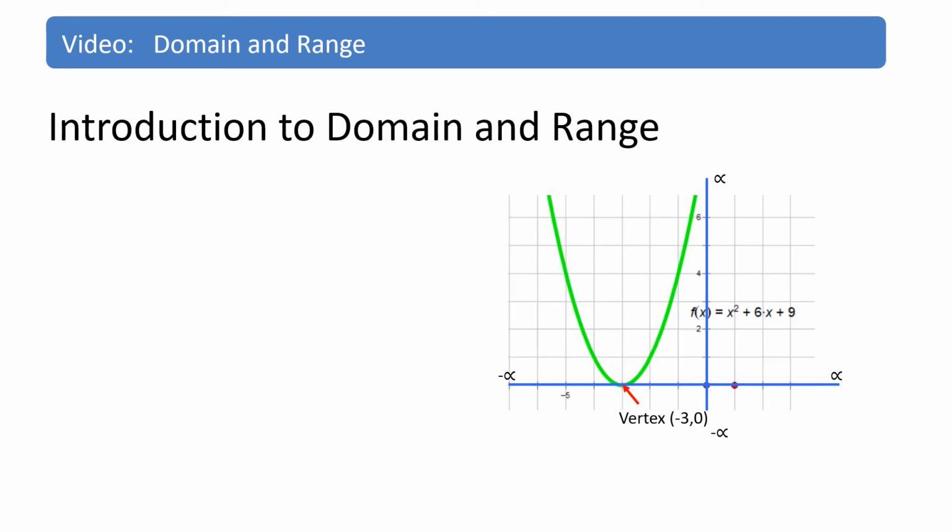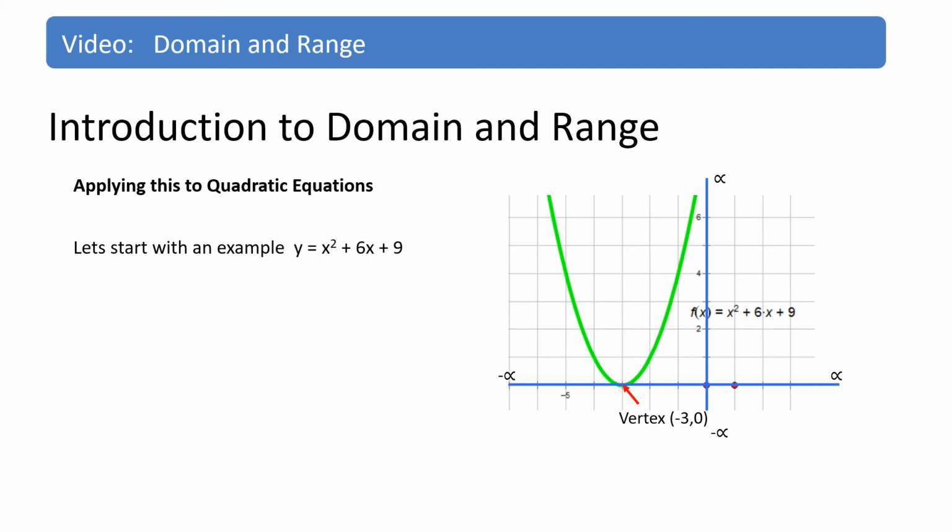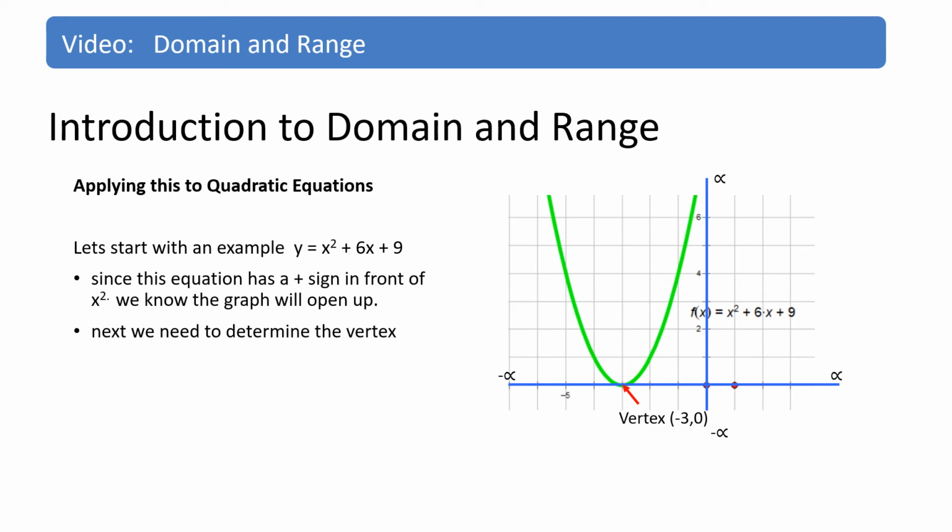Applying this to quadratic equations. Let's start with the example y equals x squared plus 6x plus 9. If we were to draw a graph of this, we can say that the graph opens up. How do we know? Because there's a plus sign in front of x squared. Next, we need to determine the vertex. How to do this? Write the equation in vertex form, (x plus 3) squared. The vertex will be (-3, 0).